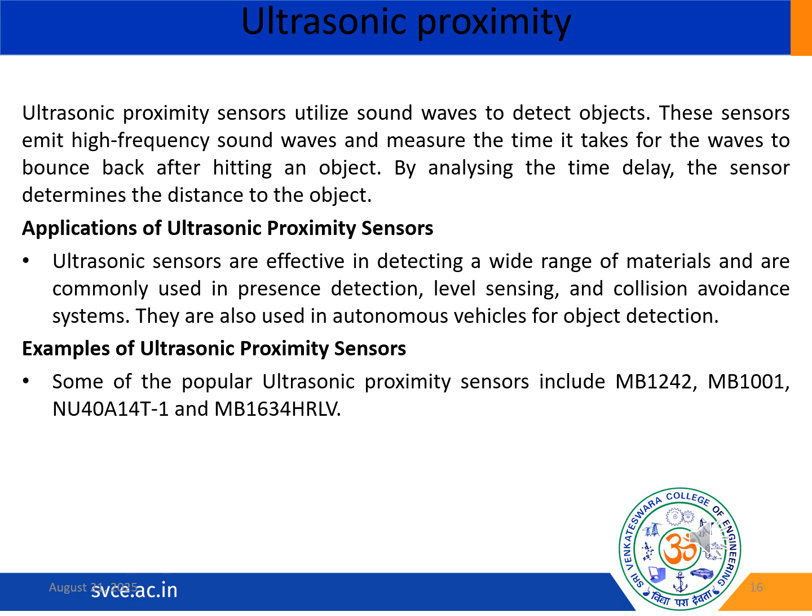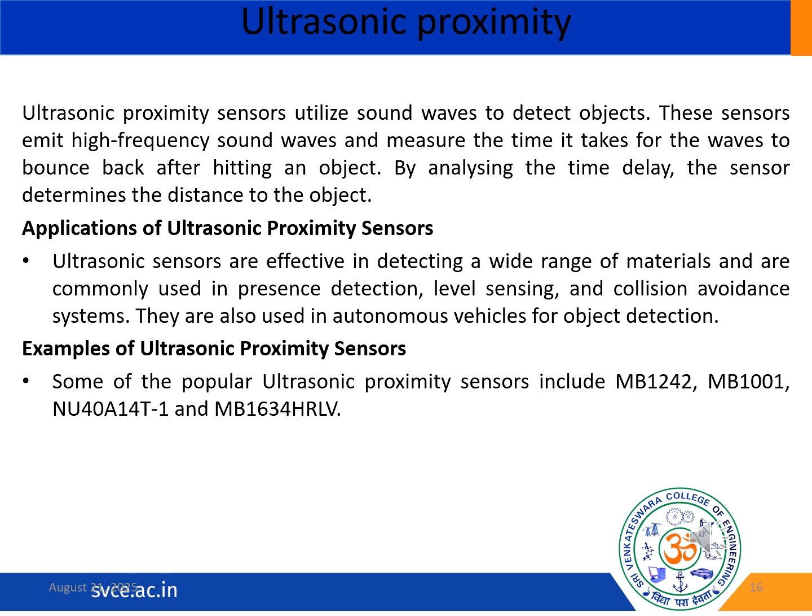Now we can see applications of ultrasonic proximity sensors. Ultrasonic sensors are used to detect the presence of an object. They can also be used in level sensing. For collision avoidance systems, we will be using this type of sensor. Other than this, we can also use ultrasonic sensors in autonomous vehicles for object detection.